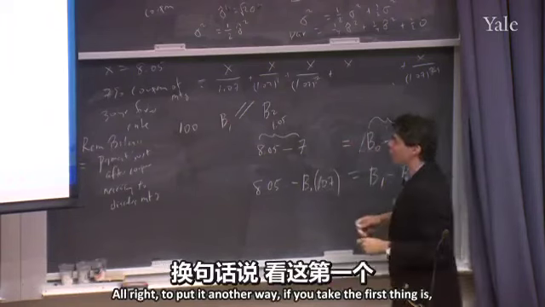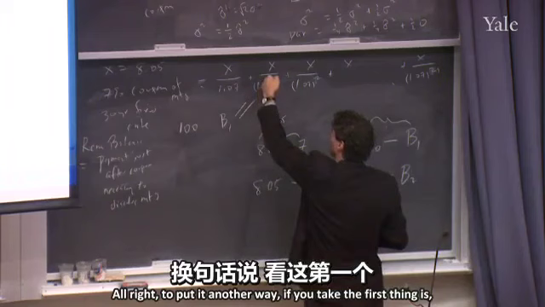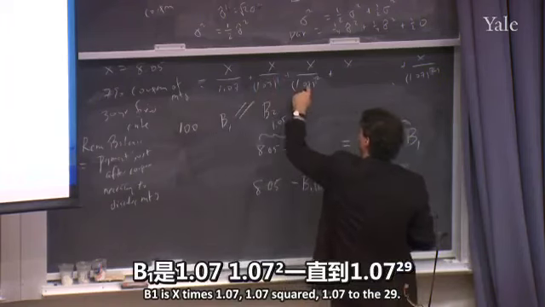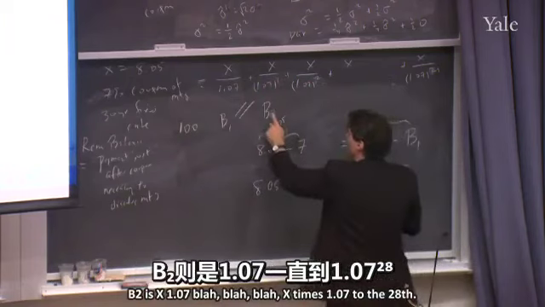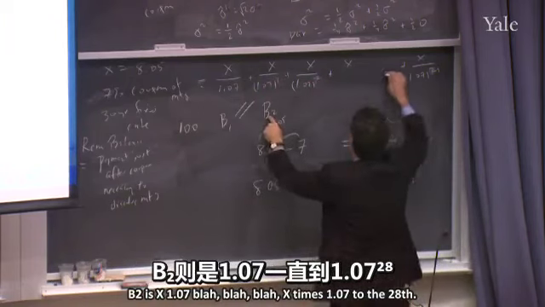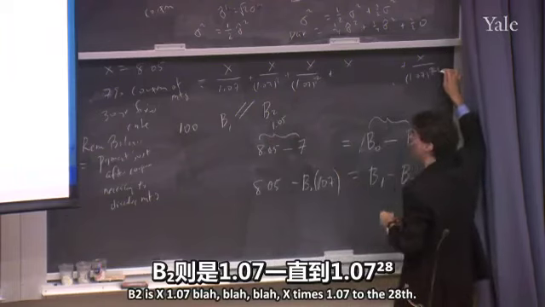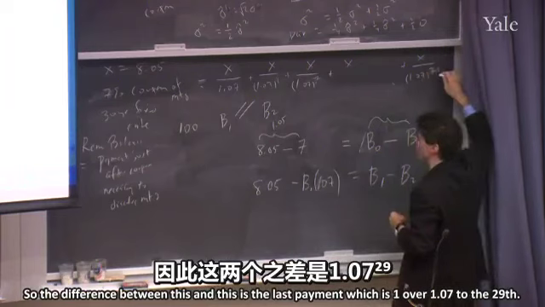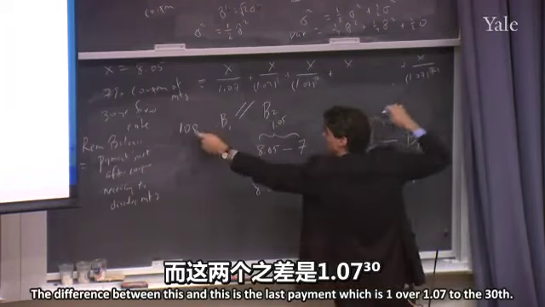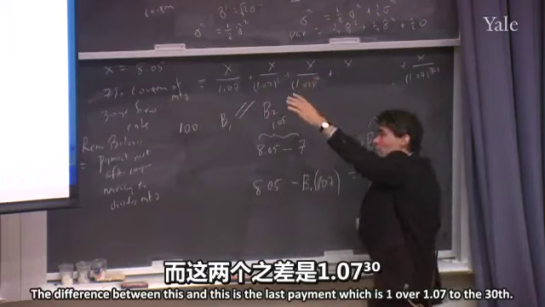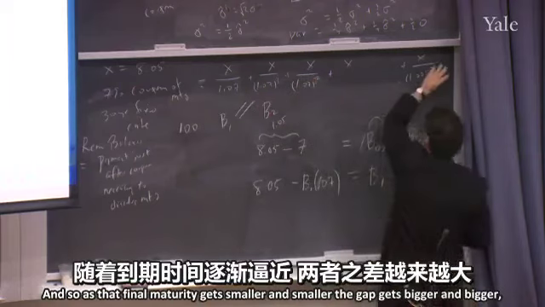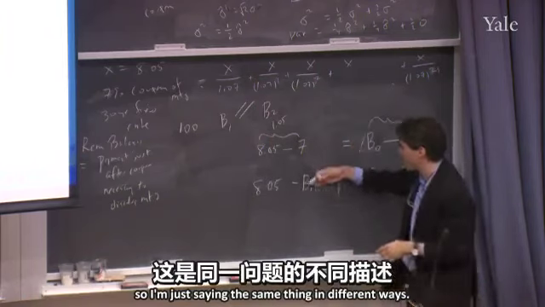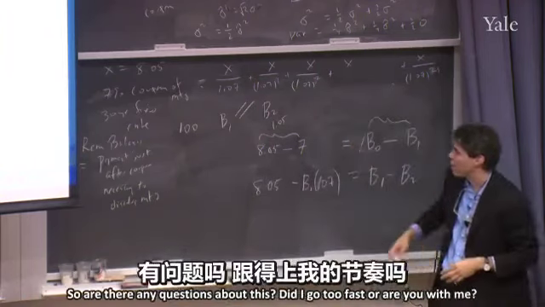So he's overpaying the 7% interest by a bigger and bigger amount, and the balance goes down by more and more each time. Or to put it another way, B1 is x times 1.07, then 1.07 squared, and so on, up to x times 1.07 to the 28th. The difference between these is the last payment, which is 1 over 1.07 to the 29th, and then 1 over 1.07 to the 30th. As that final maturity gets smaller and smaller, the gap gets bigger and bigger. I'm just rewriting the same thing in different ways.